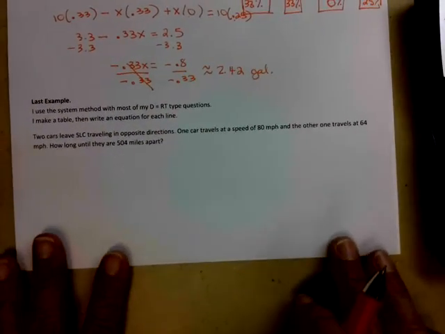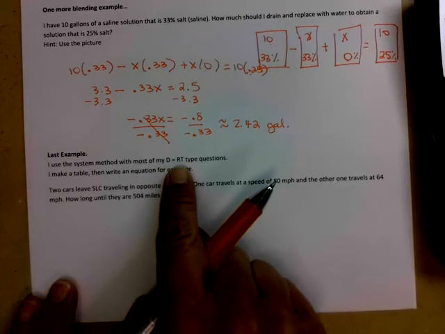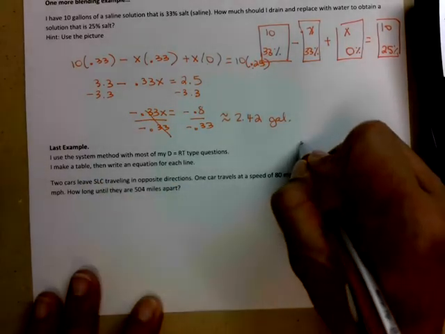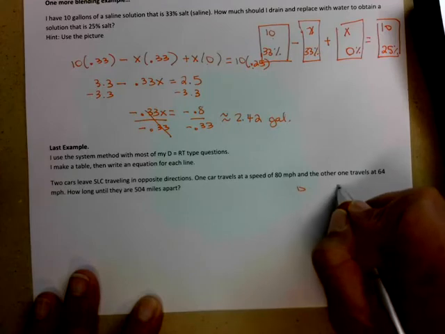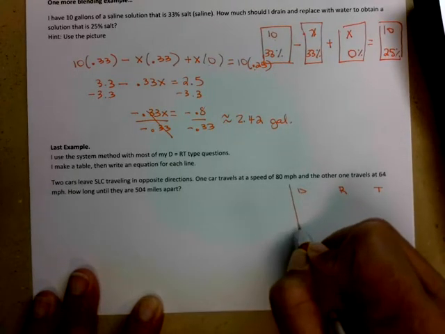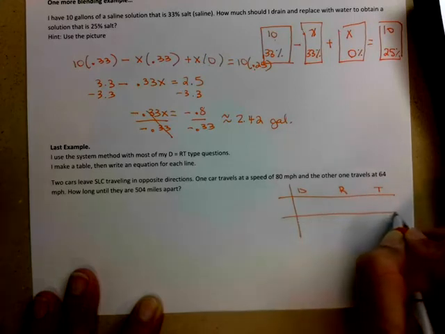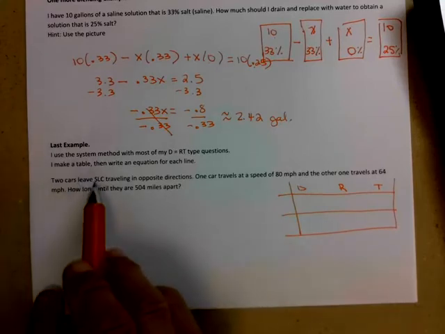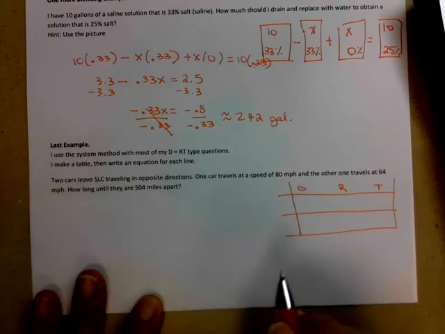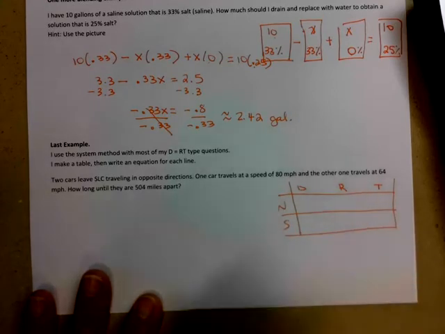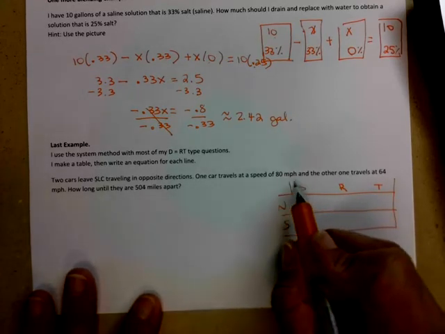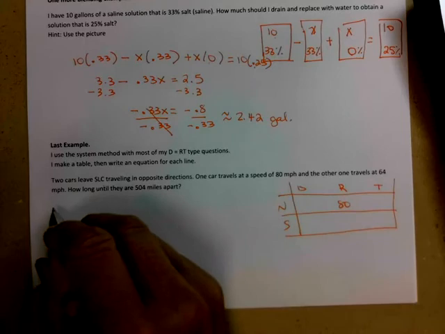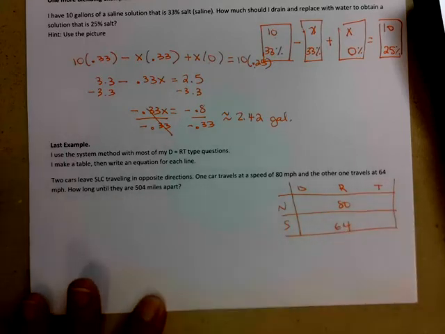Okay, last example. I like to sometimes use the system method with my distance equals rate times time type questions. So I'm going to make a table with my DRT. Let's see, maybe I can fit everything down here. And then I write an equation for each line and solve that system. So let's say 2 cars leave Salt Lake City traveling in opposite directions. So we'll just say north and south. One car travels at a speed of 80 miles per hour. So I'll put that in the rate of one of them. And the other one travels at a rate of 64 miles per hour.